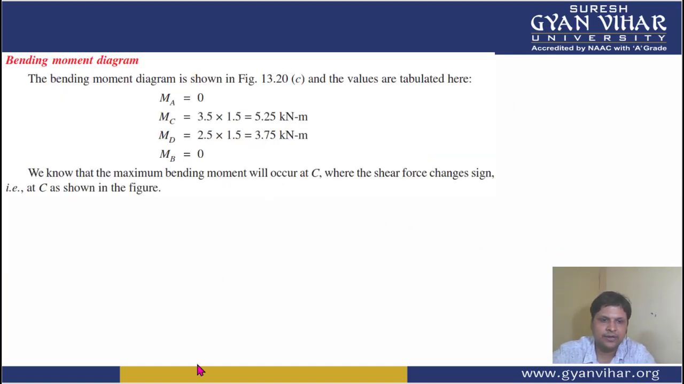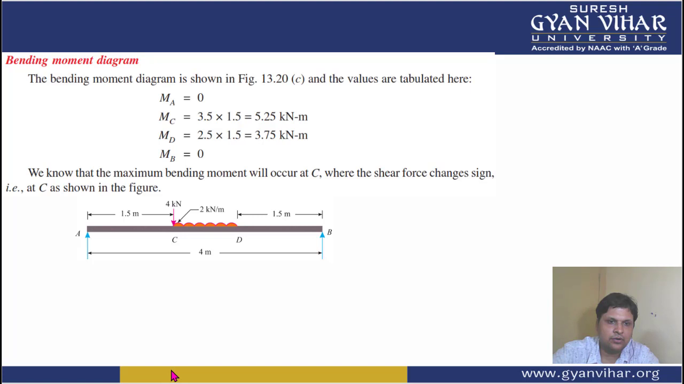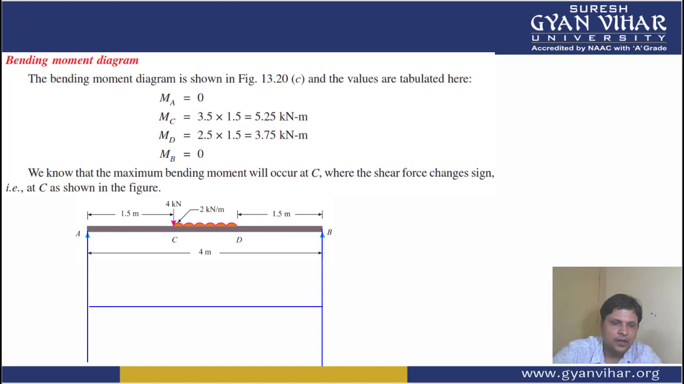Now for drawing the bending moment diagram, first of all, a vertical line is drawn in this way. All right, and then the baseline is drawn for bending moment. This is the baseline, for example. And now we will start from the left hand side.